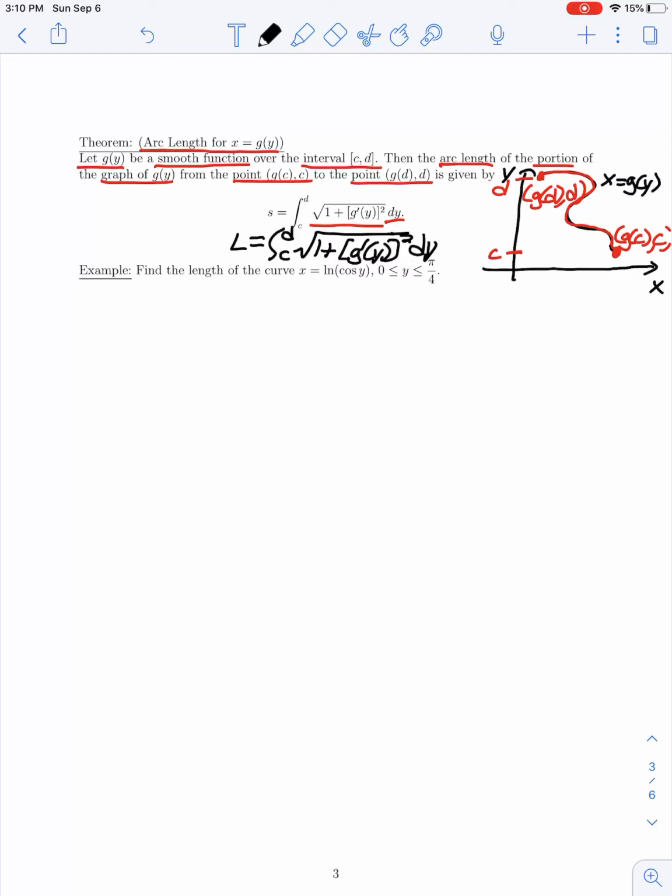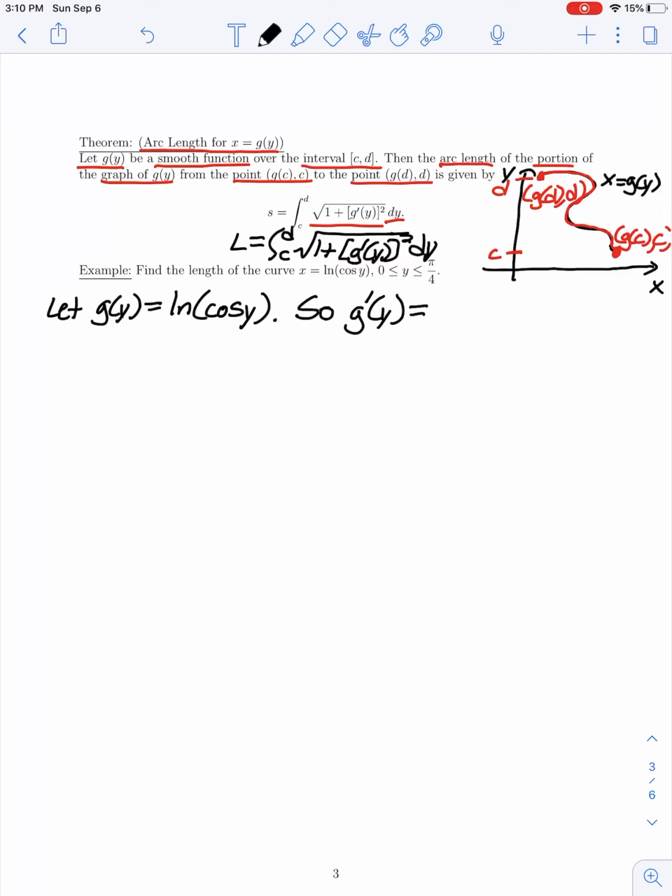So in this last example, we're asked to find the length of the curve x equals the natural log of cosine y, for y between 0 and pi over 4. As with our previous examples, let's start by giving this function a name. Here the function which is defining my curve is g of y, which is the natural log of cosine y. And so we need to find the derivative of g with respect to y.